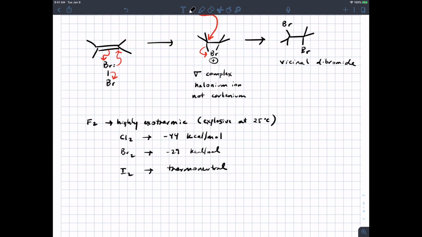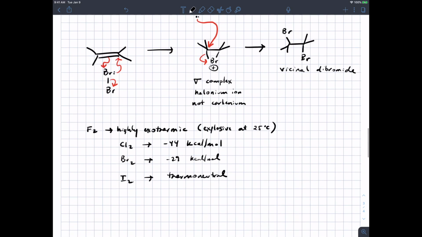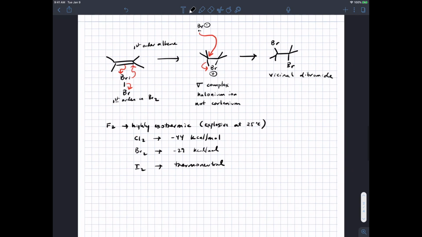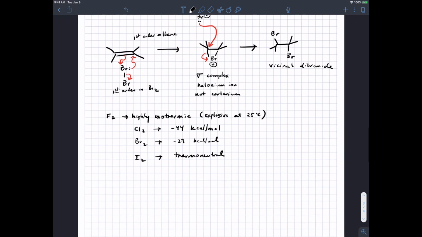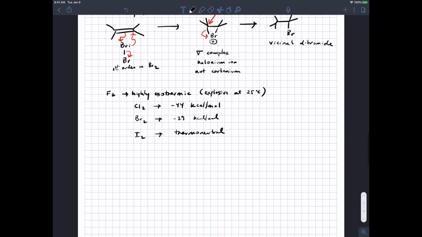The reaction is first order in alkene, and it's also first order in Br2. There's evidence that both carbons are involved in a couple of different ways. First, if you do that sort of same reactivity series where you start to add substituents first on one side, then on either side.